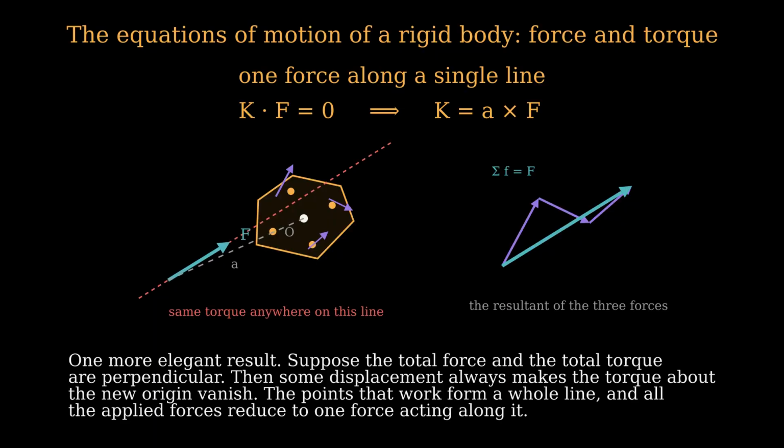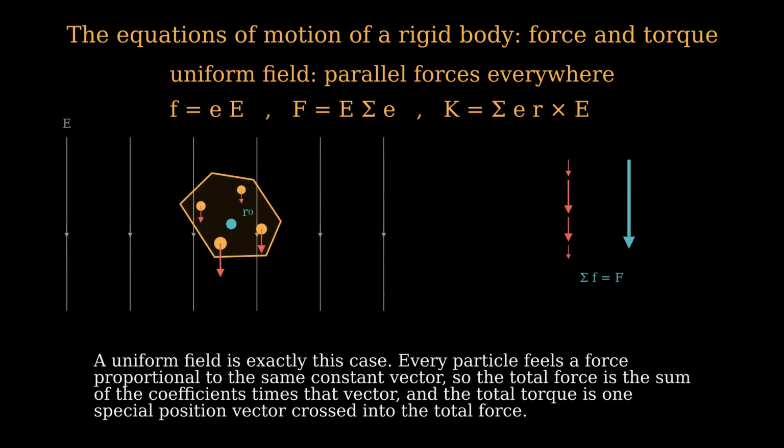One more elegant result. Suppose the total force and the total torque are perpendicular. Then some displacement always makes the torque about the new origin vanish. The points that work form a whole line, and all the applied forces reduce to one force acting along it. A uniform field is exactly this case.